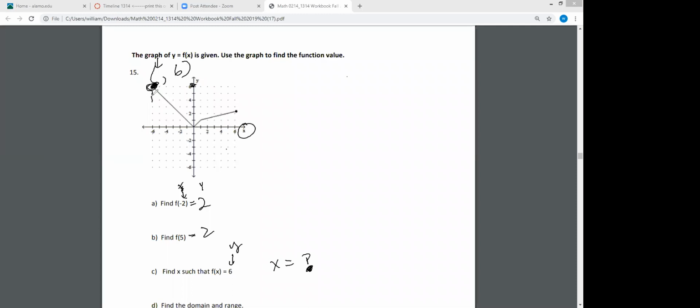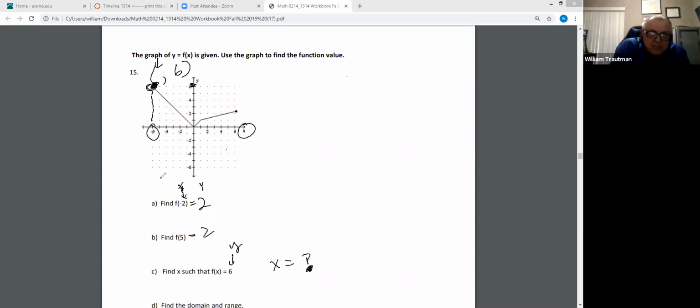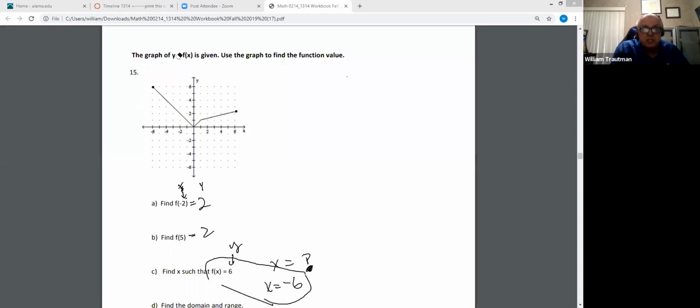Negative 6. Yes, right down there. It's touching. Negative 6. Do you see that coordinate? This dot is x value negative 6, y value 6. So the x value equals negative 6 when y equals 6. And they're asking for the domain and range of this function, so I'm going to give that to you on the right-hand side.